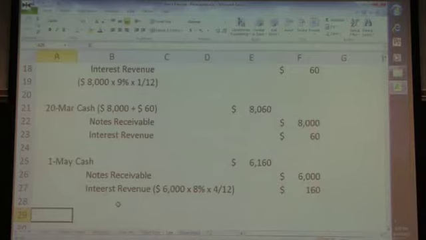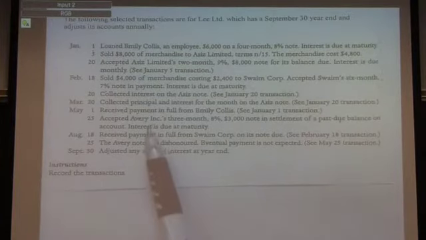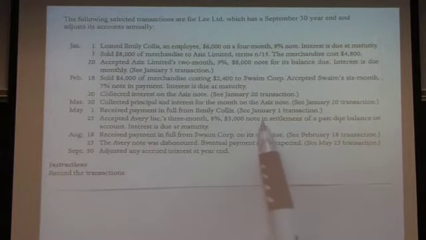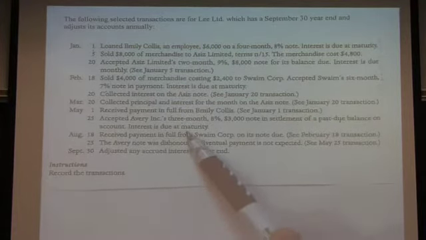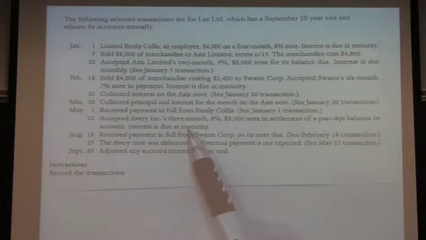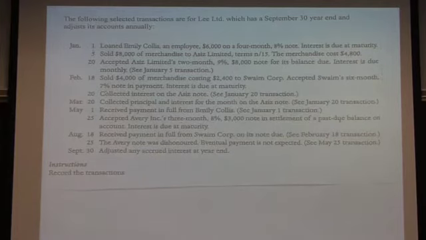Going back to the question for May 25th. On May 25th, they accepted Avery's 3-month 8% $3,000 note in settlement of a past due balance on account. Interest is due at maturity. So this is something a customer cannot pay them, so they are moving into a note which would charge 8% interest. So again, we are converting from accounts receivable into a notes receivable in this case. And it's worth $3,000.